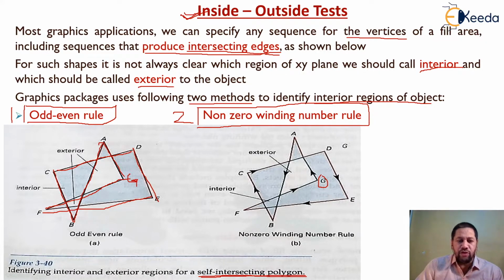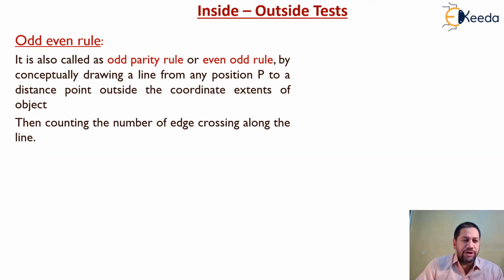So I continue with the discussion. I'm moving to the next slide. What is the first method that we are going to learn? The odd even rule method. I will read the description first and then we will see the example. It is also called the odd parity rule. In some textbooks, instead of odd even rule, it is known as odd parity rule, or even odd rule.